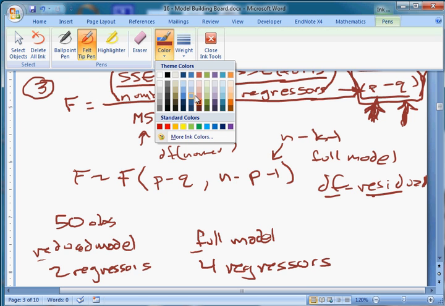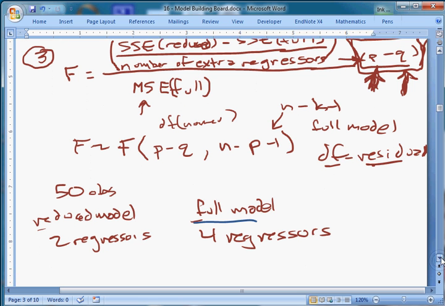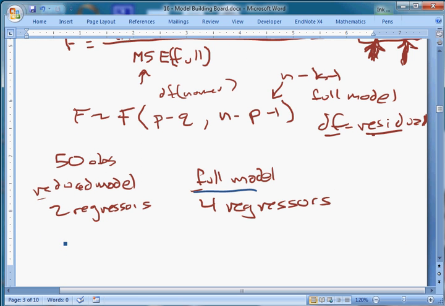And then you're going to divide that by the MSE from the full model, which you can, again, pull from the Excel output. And then under the null, this is going to have this distribution. It's going to be F, sorry, this should be F. It's going to have 2 extra regressors, so we have 2 degrees of freedom in the numerator, and then we have 50 minus 4 minus 1, so that's 45 degrees of freedom in the denominator. That's the degrees of freedom for your F distribution.